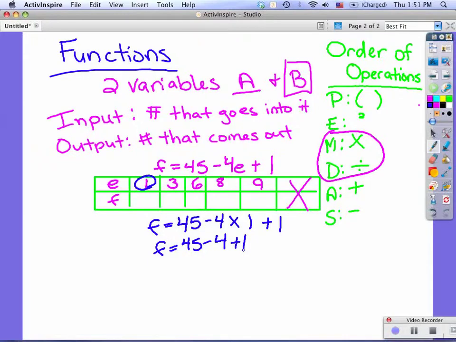And then I'm left with addition and subtraction. Remember what I said a little bit ago, you just go in order based on how it happens in the problem when it's adding and subtracting, right? So you start at the front. 45 minus 4 is 41. 41 plus 1 is? 42. What does F equal? F equals 42.